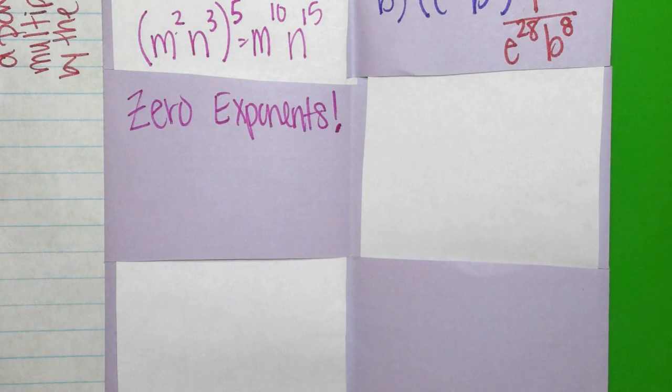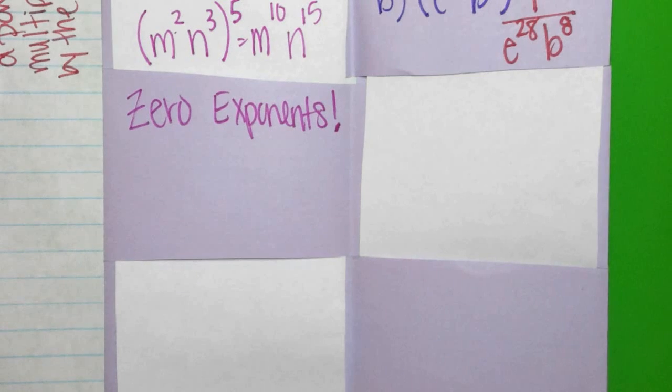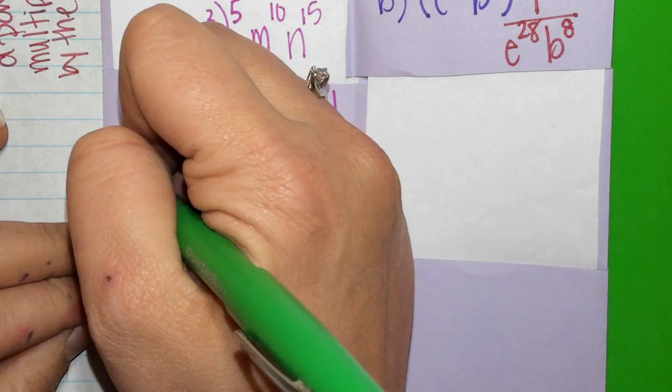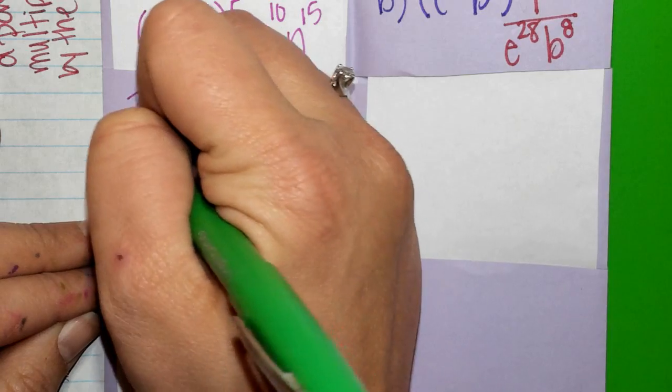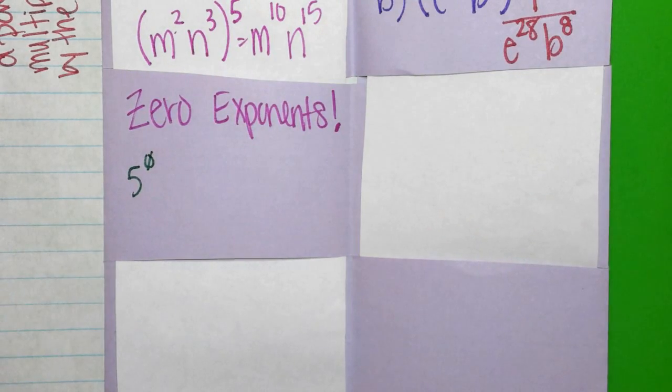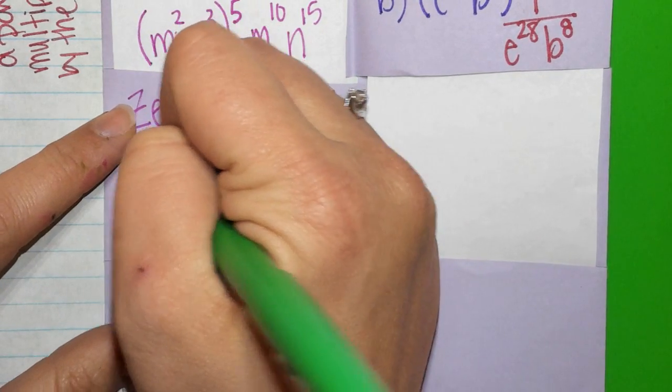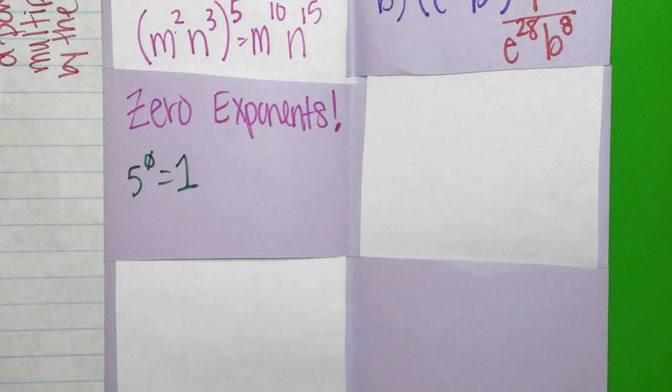Zero exponents. Does anybody remember what happens? Christine? It's fantastic. Take a point. It turns out to be 1. So if I have 5 to the 0 power, what's that going to become? 1 every single time. No matter what it is, it becomes 1 every single time.